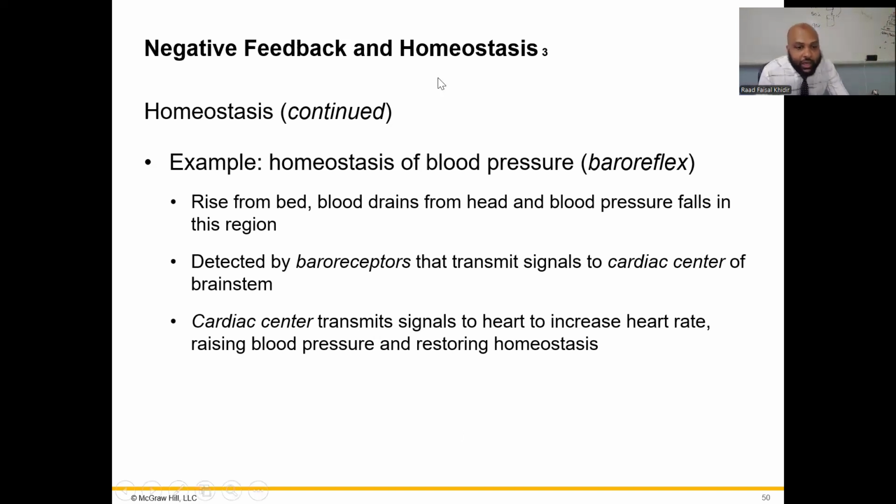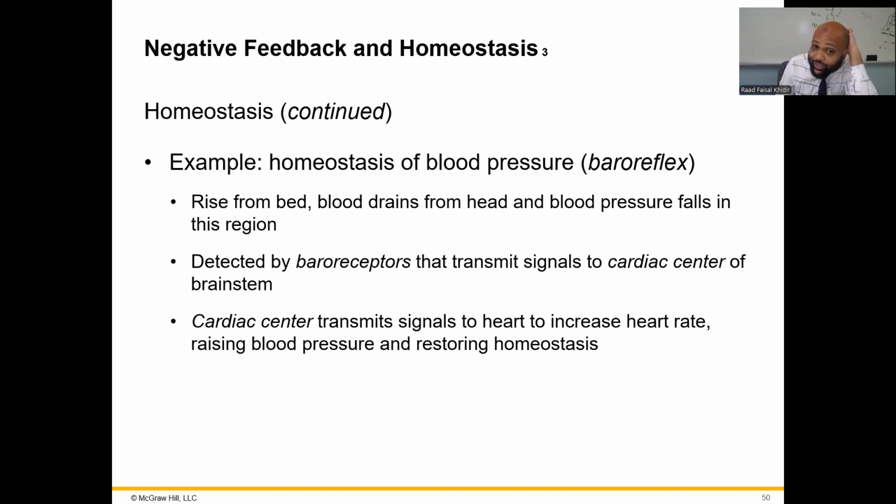So now, when you rise from bed, the blood drains from the head and the neck, and the blood pressure falls in this region. Why do we say blood perfusion is important? Because blood provides 2 pluses and 1 minus. The 2 pluses are oxygen, very good, and nutrients, excellent. And the minus takes away what? It gives 2 good things, takes away 1 bad thing. It takes CO2 and waste, metabolic waste that is building up.